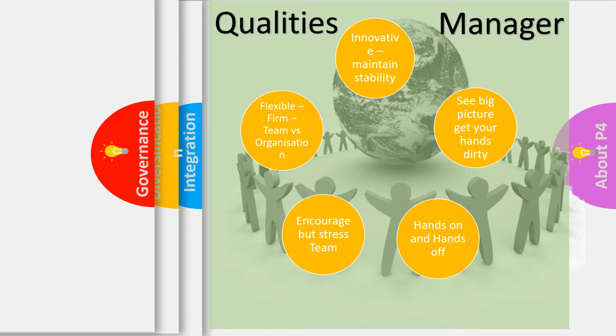The project manager needs to be able to see the bigger picture and also get his hands dirty, get involved in the project himself. He can't just leave it up to his staff and be hands off. He needs to be hands on, which is the second one: hands on rather than hands off. He obviously needs to encourage his team, but you can't always just encourage your team. You need to put your team under pressure as well to achieve and to perform. You need to be flexible, firm, team versus organization.